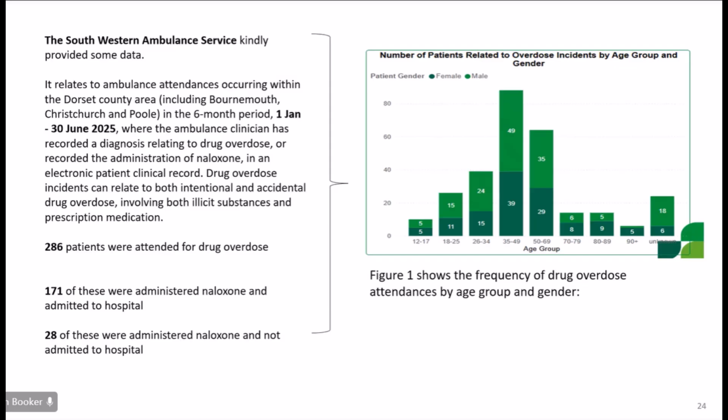286 patients were attended for drug overdose in the 6-month period. 171 of these were administered naloxone and admitted to hospital. 28 of these were administered naloxone and not admitted to hospital. Figure 1 shows the frequency of drug overdose attendances by age group and gender. As you can see, the highest numbers are in the age range of 35 to 49. Again, that's Generation X.